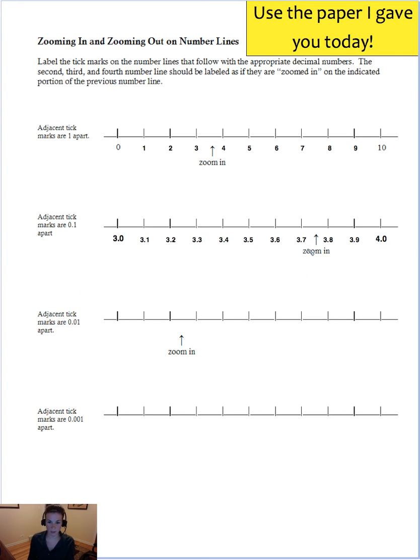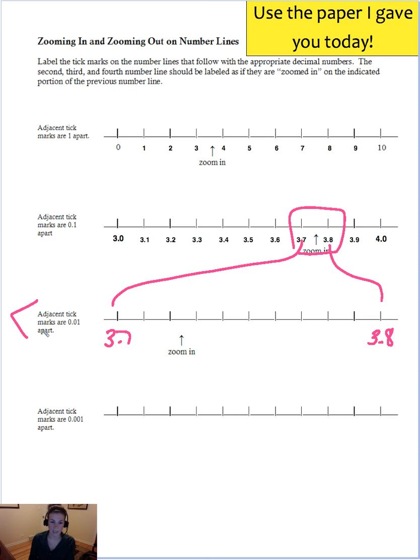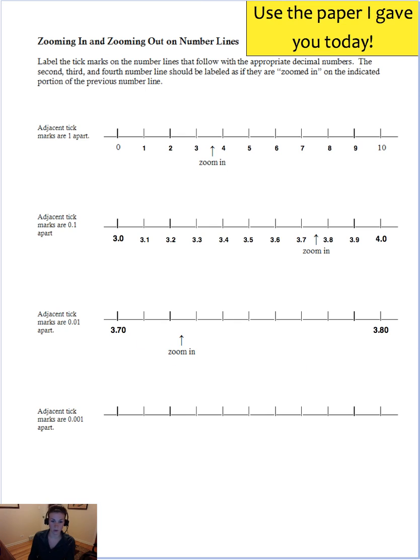On the next number line, we're zooming in on this section right here, and it says adjacent tick marks are 1/100th apart. So the 3.7 will be this point here, and the 3.8 will be right here. And again, since I'm dealing with hundredths, I just made it 3.70 and 3.80. So now it's easier to go up 1 every time because everything will stay the same, but the hundredths place will increase by 1 every time.